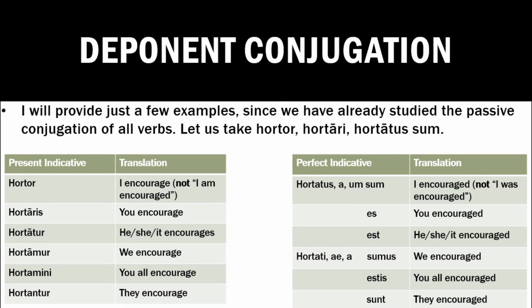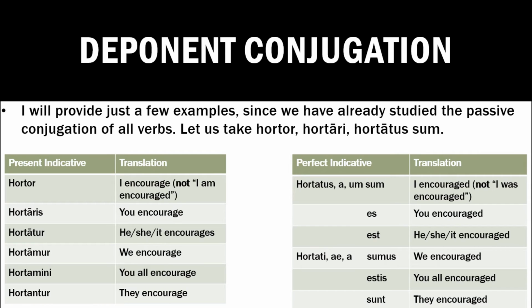Let us give an example of a conjugation. I did not conjugate all the verbs, because if you know the passive conjugation, then you perfectly know how to conjugate a deponent. The only thing that you have to remember is that you have to translate it with an active form, not with a passive one. I give you the example of hortor, the verb that I used in the previous example. So I will read the present indicative. Hortor, hortaris, hortatur, hortamur, hortamini, hortantur. As you can see, the forms of the verb are passive, but in the translation, I need to put the active form. So it is not I am encouraged, but it is I encourage, and so on. You encourage, he encourages, we encourage, you all encourage, they encourage.